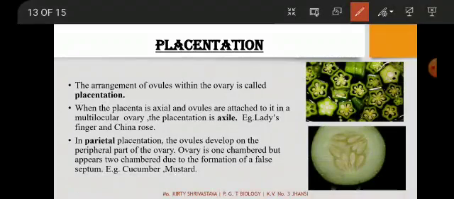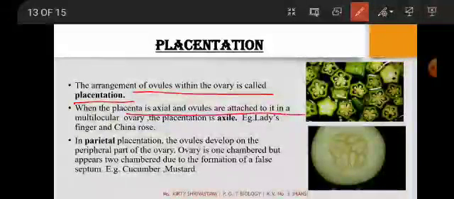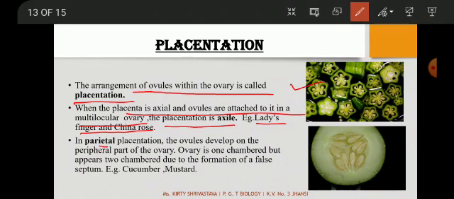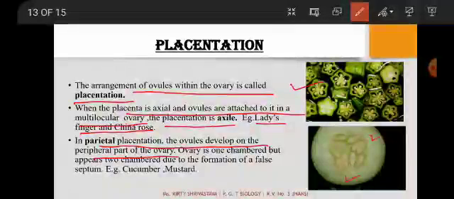The arrangement of the ovules within the ovary is called placentation. When the placenta is axial, the ovules are attached to it in a multilocular ovary, and the placentation is called axial placentation, as seen in the case of lady's finger and China rose. In the case of cucumber and mustard, the placentation is parietal. In parietal placentation, the ovules develop on the peripheral part of the ovary. Due to the formation of a false septum, the ovary, which is one-chambered, appears to be two-chambered.